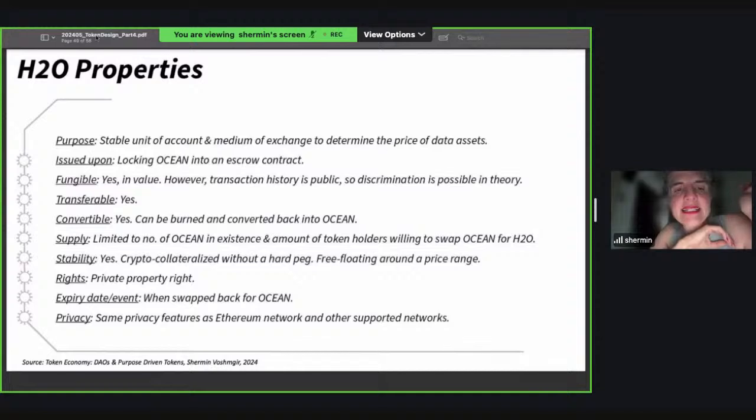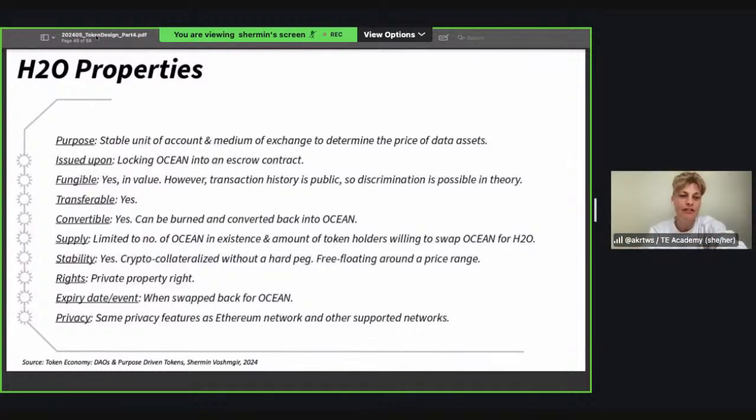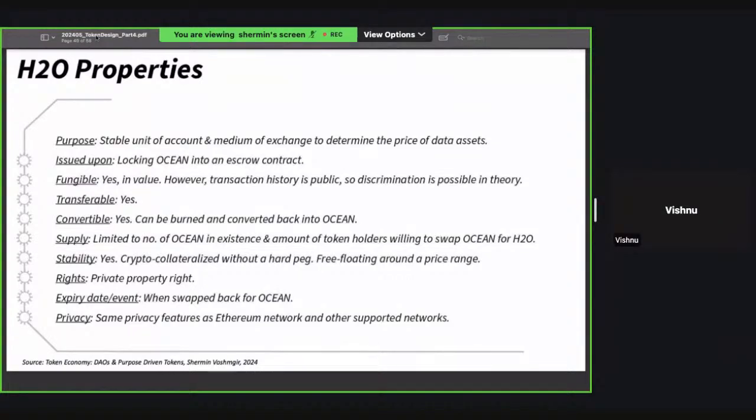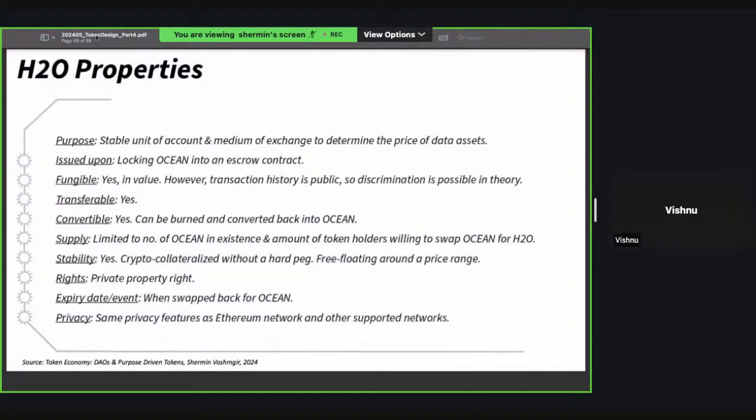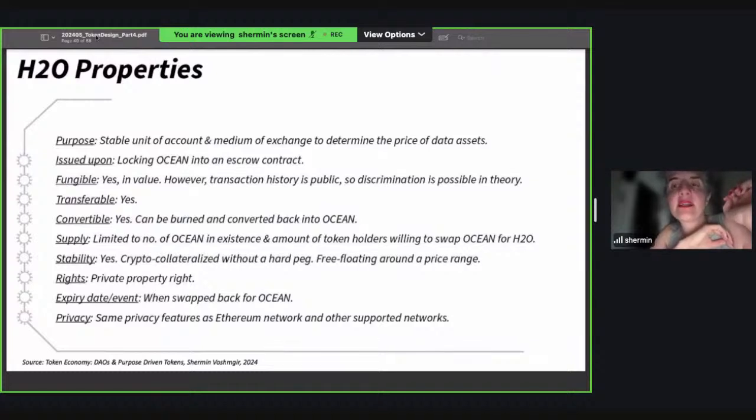Okay, stability, H2O. Yes, it's a crypto collateralized, free floating without the hard peg. Vishnu, feel free to dig, if you want to know more. Their website provides more information, and I analyzed it a little bit. I don't know what exactly you want to know, because we can now go into the details of stability mechanisms. I mean, the price of the token remains stable over time. That's what is meant by stability, right? It's not as volatile as the other tokens. Less volatile than the other ones.